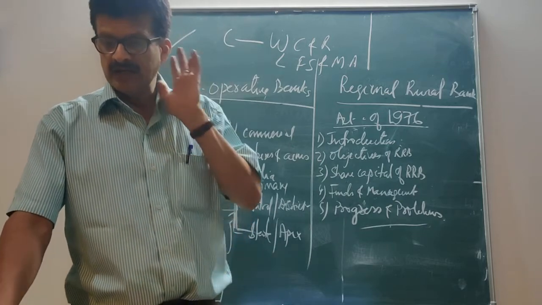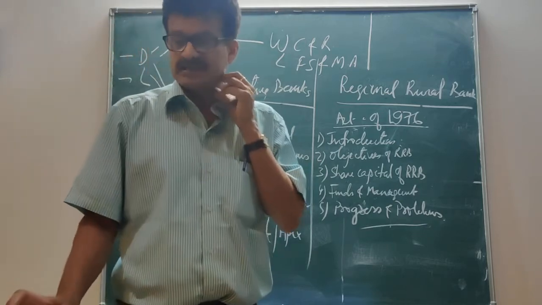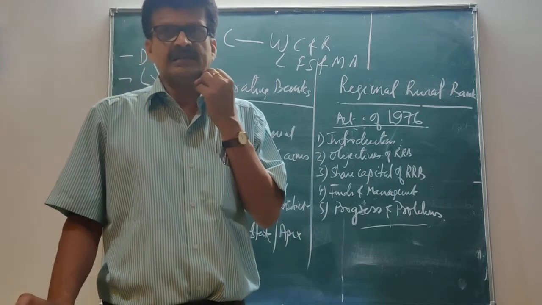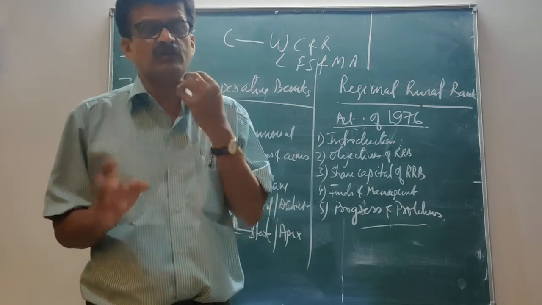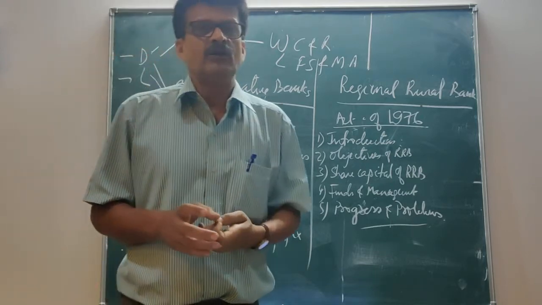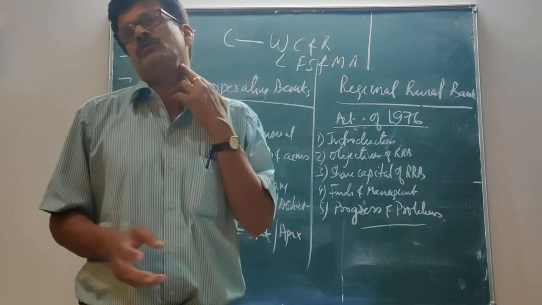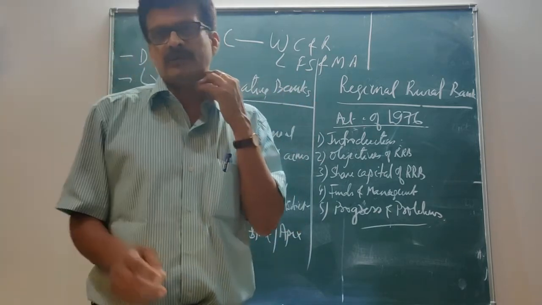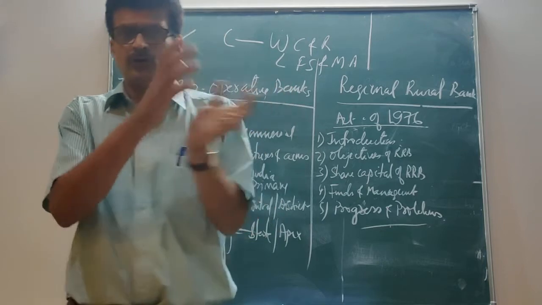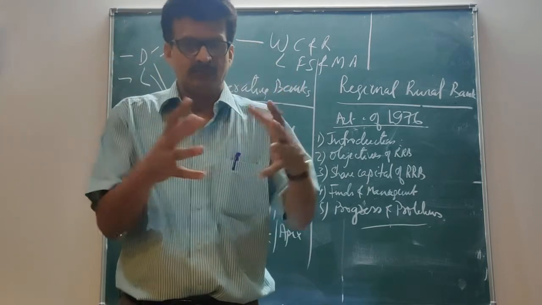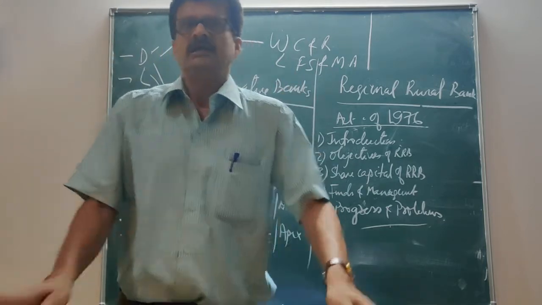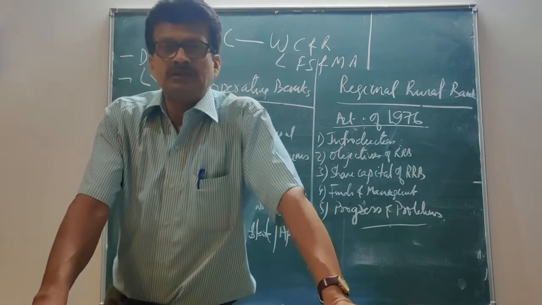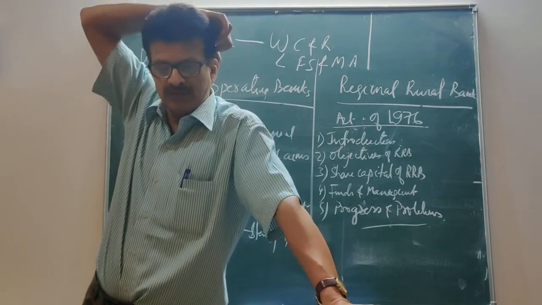The share capital. Usually, it will be like this. A proposal, regional rural bank. As I said, what is a regional rural bank? It is a blend of the features of both a commercial bank as well as a cooperative bank. You understand? Rural feel and financial ability, both blended. That's good. So, regional rural bank, how is it formed? It is like this.